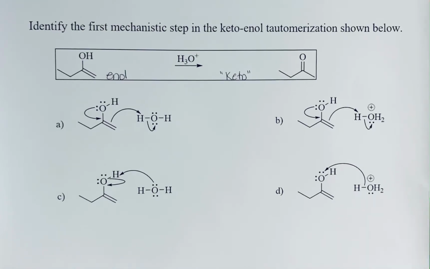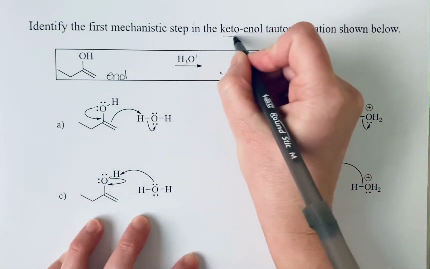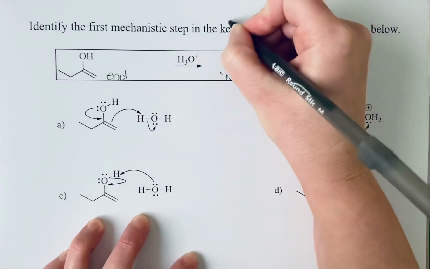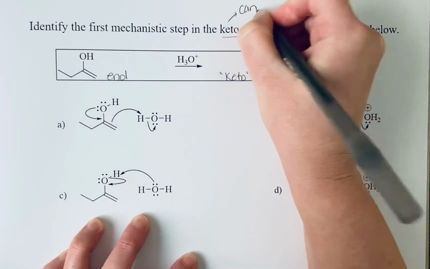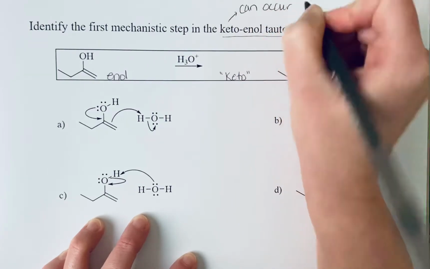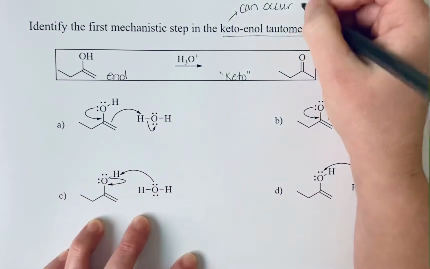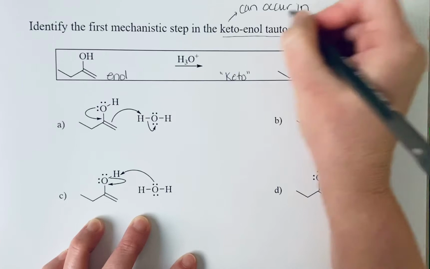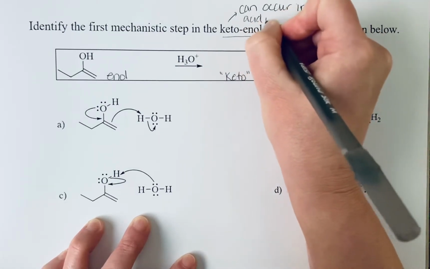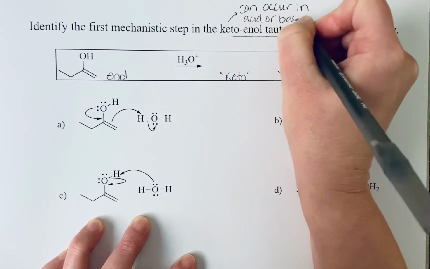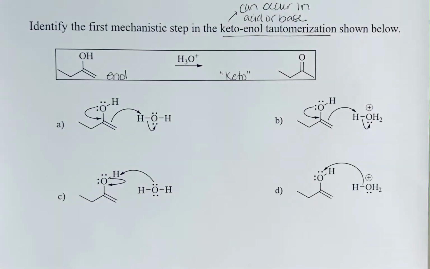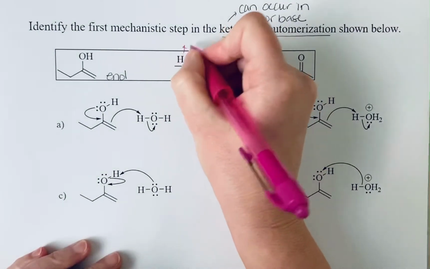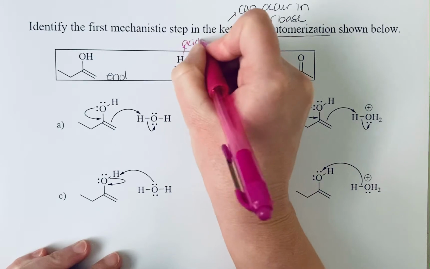tautomerizations can occur in either acid or base solution. So we need to look at what sort of solution we have. So let's make a quick note of that. So this can occur in acid or base, which changes the order of the steps that you need to take. Okay, so we can see here we're using H3O+, so this is certainly acidic conditions, right?